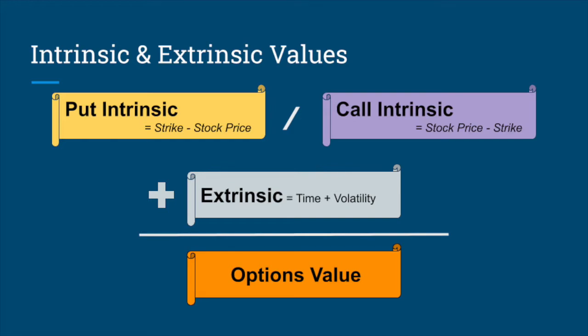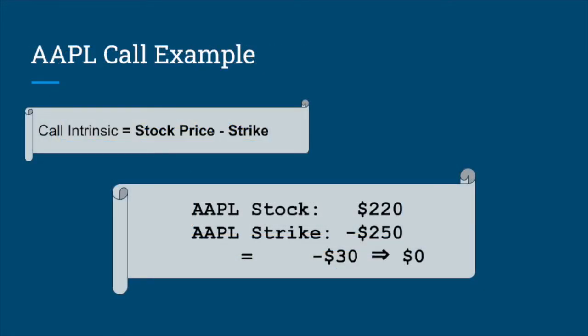Intrinsic value is lost on calls if the stock drops, while put options gain. Puts lose if the stock price rises, while the call options gain. If, from our example above, the stock price of Apple was $220, then the intrinsic value would be $0 because 220 minus 250 is negative $30, and we can only have a minimum of 0. Such call options are considered worthless.